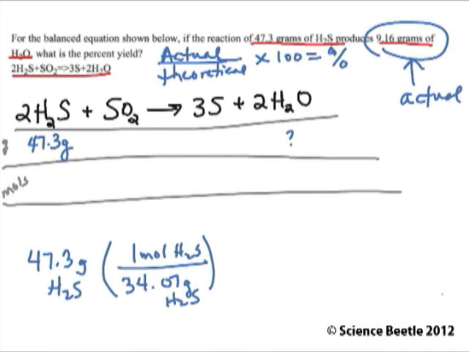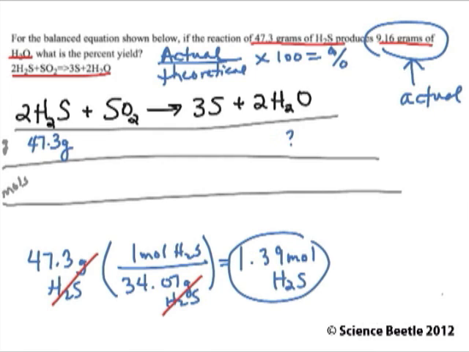So I multiply 47.3 grams of H2S by the molar mass. We know that 1 mole of H2S contains 34.07 grams. When we do this, the grams are going to cancel. And when we do that math, we get 1.39 moles of H2S. I'm going to move this amount and place it in my table, right there.